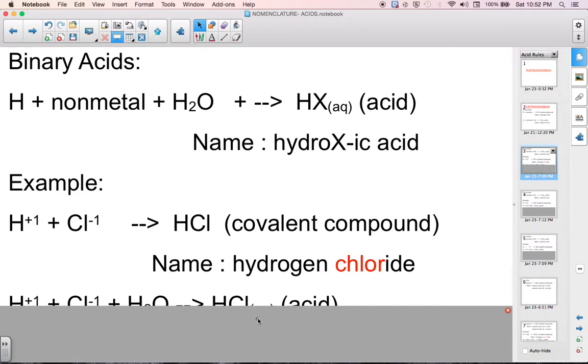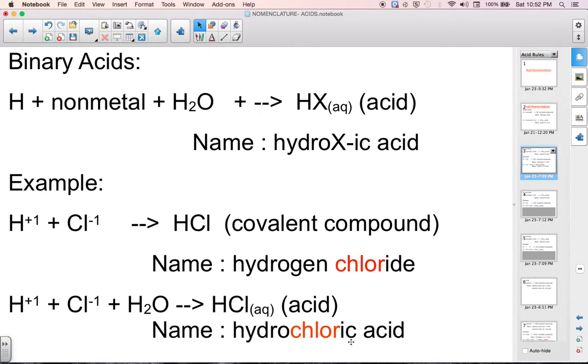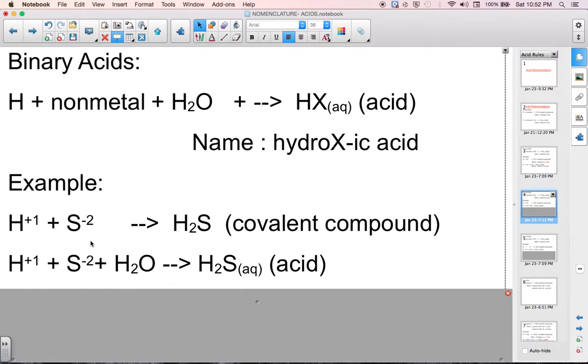If I add this hydrogen chloride to water, I am going to form the same formula, but in its diluted form to make that acid. And to name it, all I'm going to do is put this root into that place where the X, that nonmetal, would go. And the final name would be hydrochloric acid. Let's try some more examples.